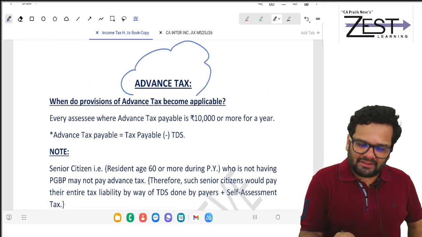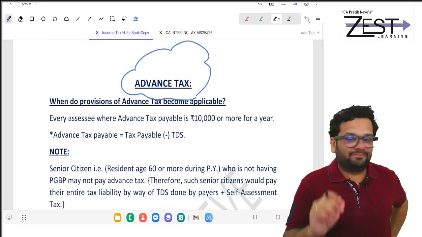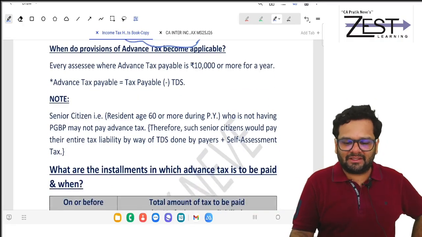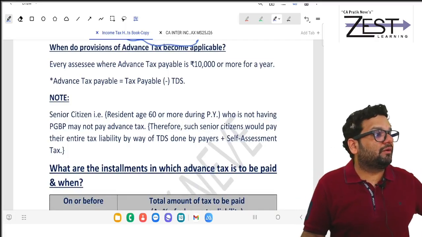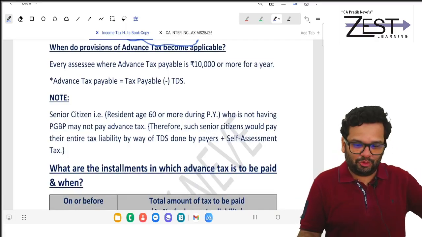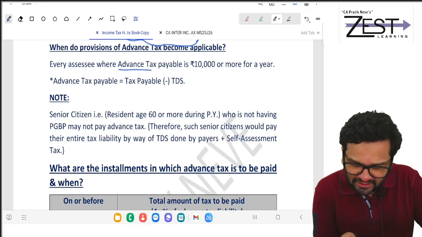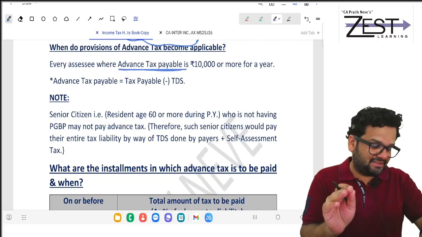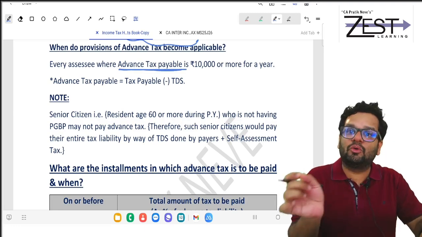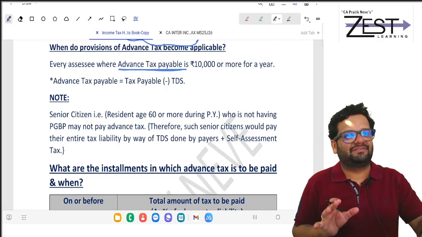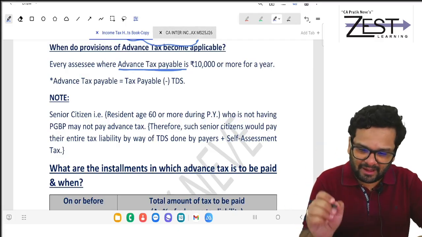So, to whom is advance tax applicable? Not that everyone will pay. That person will pay whose advance tax liability is 10,000 or more for a year. Now, what is advance tax liability?